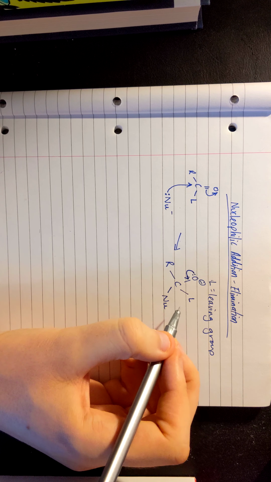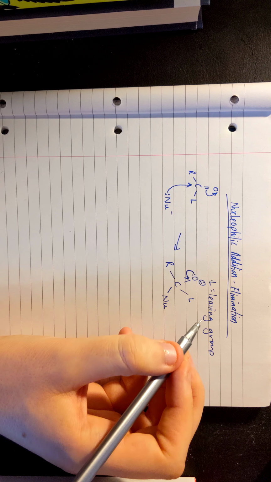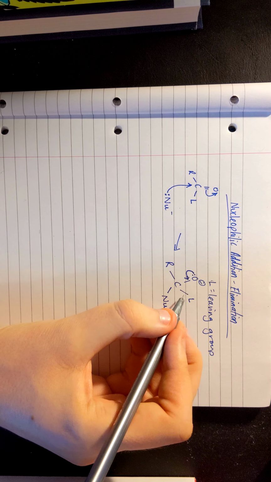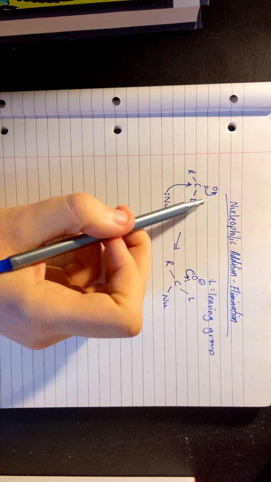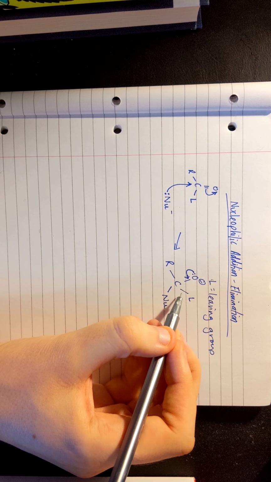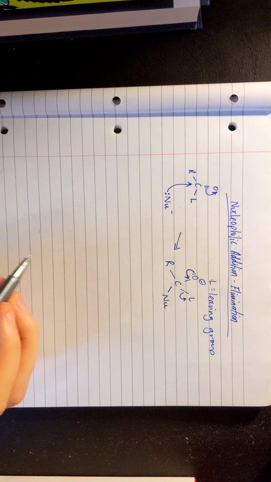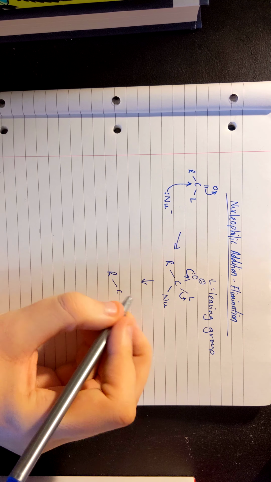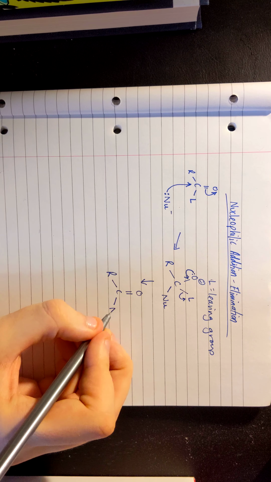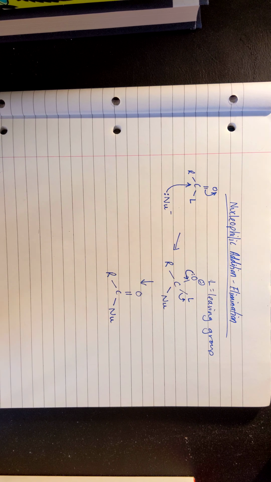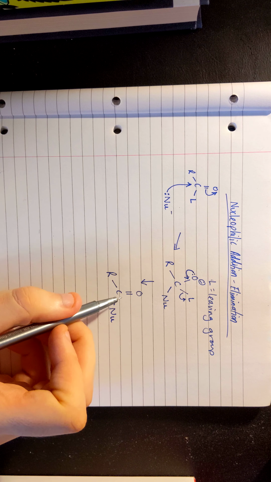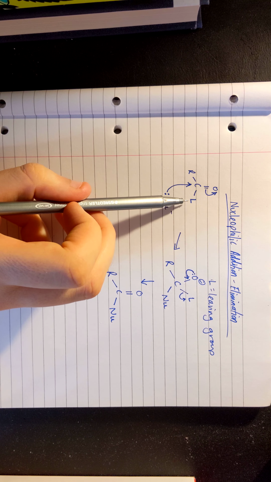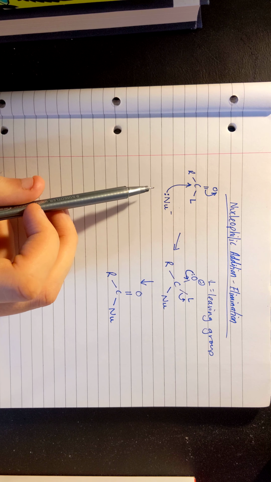And because we've got this group here that will quite happily just go away and take the electrons with it, when this comes back down to reform the double bond, sort of doing the reverse of what we did here, we can then kick out that leaving group. And so we form this back here. So we've reformed the carbonyl double bond. And essentially we've just substituted the L, the leaving group, for our nucleophile.